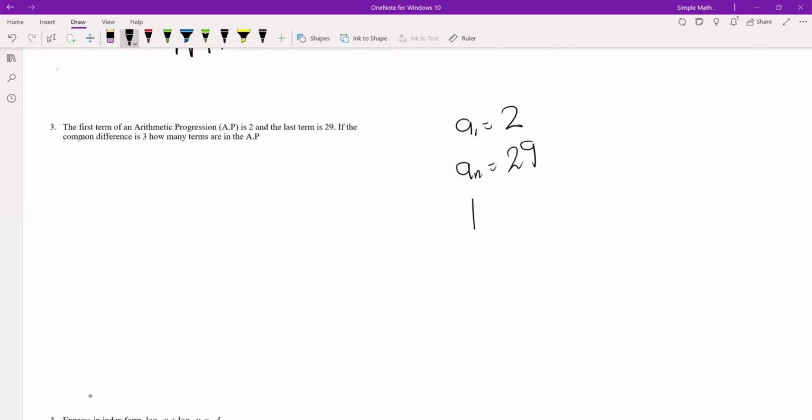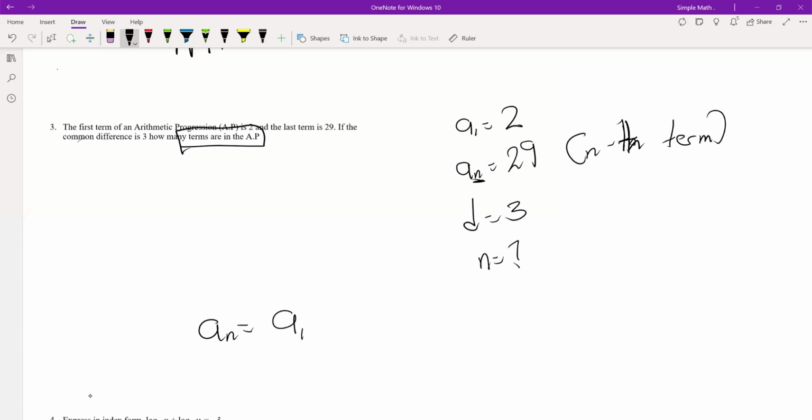If the common difference D is 3, how many terms are in the AP? That's what we're looking for, N. We're looking for this N that is here. You know that the formula for the nth term is AN equals A1 plus (N minus 1)D. We know our AN is 29, our A1 is 2, and our common difference is 3. So we're looking for our N.